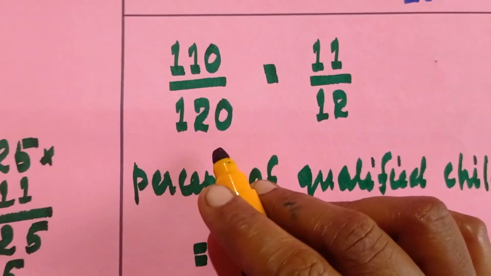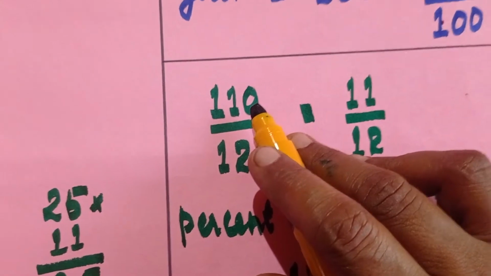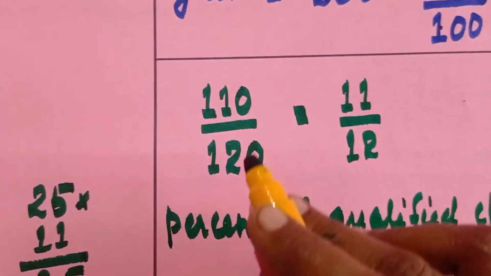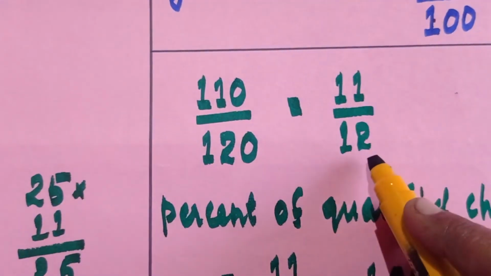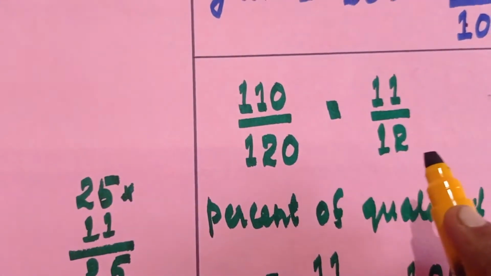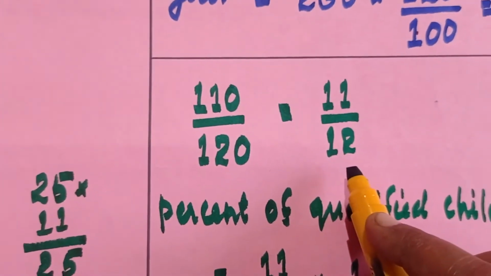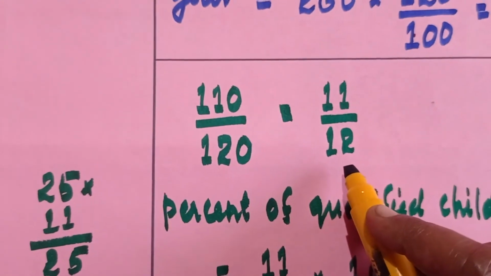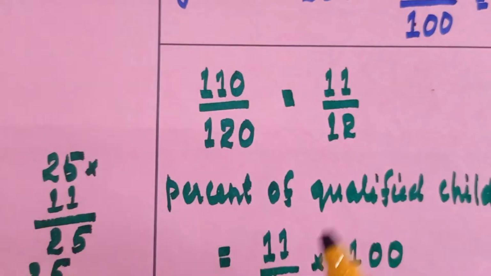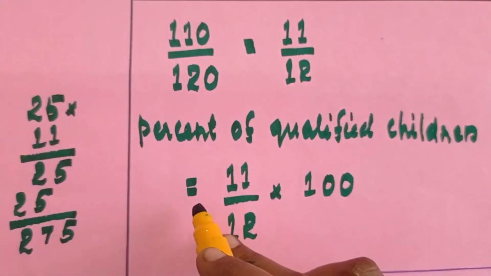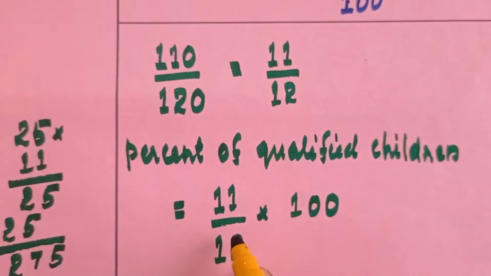Then the fraction is 110 by 120. Cut the 0. Then we get 11 by 12. This fraction is 1 by 100 of the percentage of children qualified. Then the percentage of qualified children is 100 times this, that is, 100 times 11 by 12.